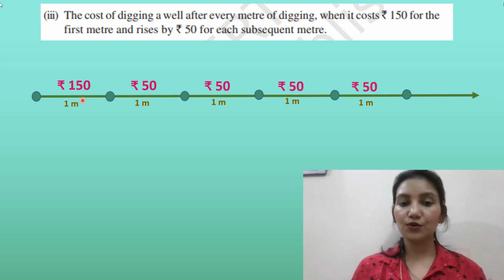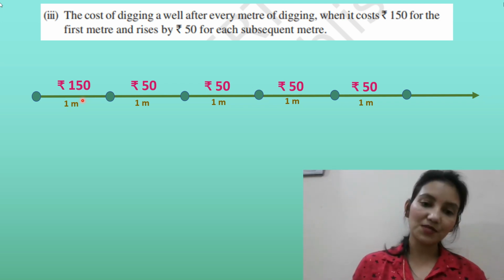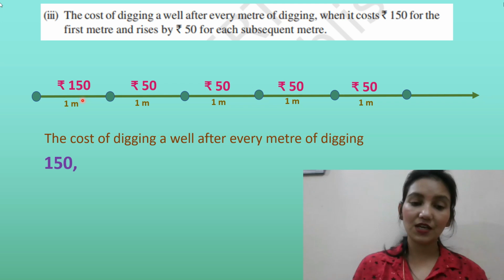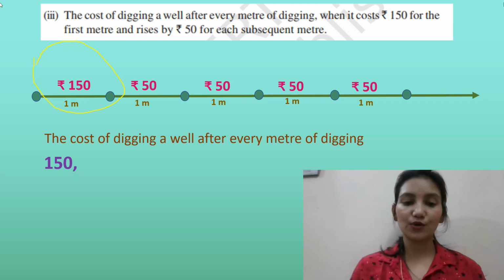So we need to find out the cost of digging after each meter, and whether that forms an AP or not. Okay, so let's find it out. The cost of digging a well after every meter of digging. If you dig 1 meter, then it would be rupees 150. It's just the same as the taxi fare question, so I'm not explaining much. For the first kilometer, this is rupees 150.